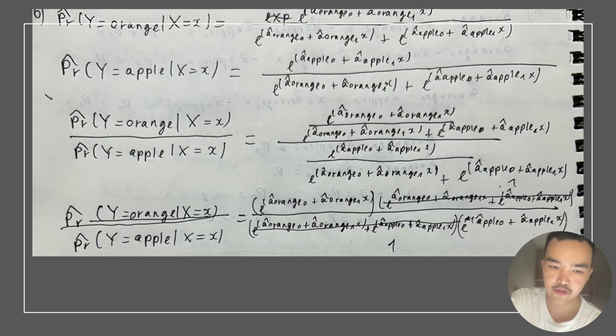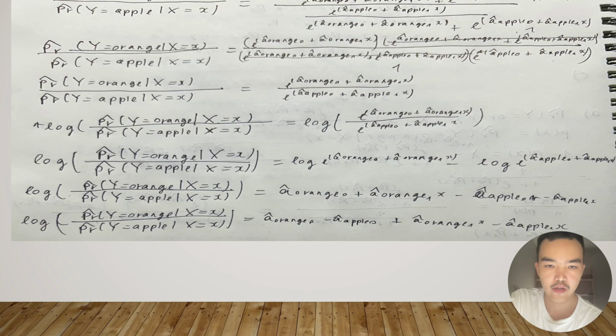we simplified the ratio, and next in the end we obtain e to the power of a orange 0 plus a orange 1 x in the numerator, divided by e to the power of a apple 0 plus a apple 1 x. And the last step is to find the log odds.